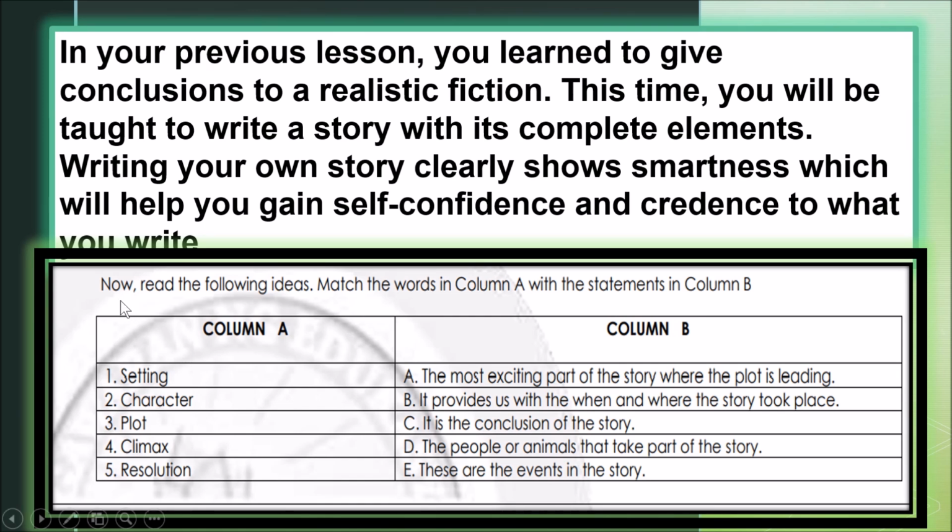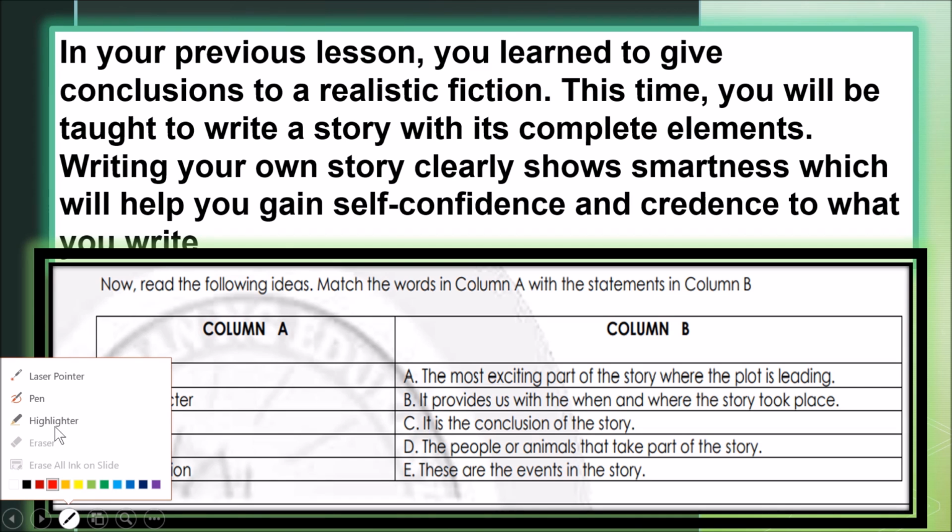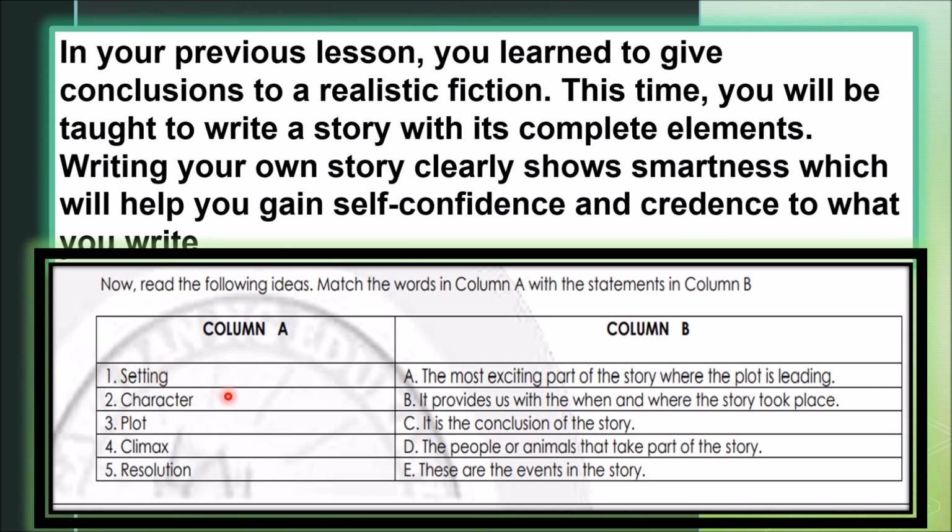Now, read the following ideas. Match the words in column A with the statements in column B. So, are you ready? From column A: setting, character, plot, climax, and resolution. In column B: A, the most exciting part of a story where the plot is leading. B, it provides us with the when and where the story took place. C, it is the conclusion of the story. D, the people or animals that take part in the story. And E, these are the events of the story.